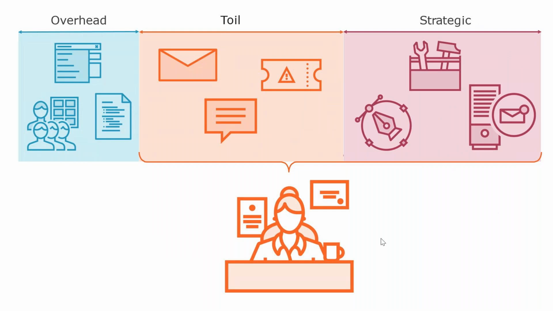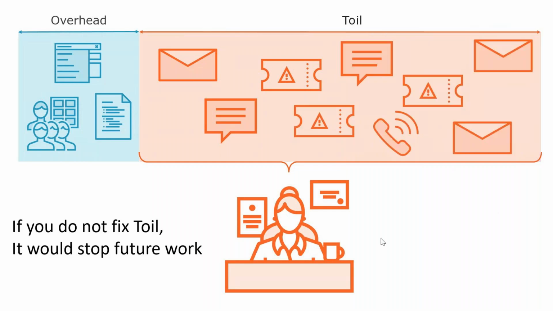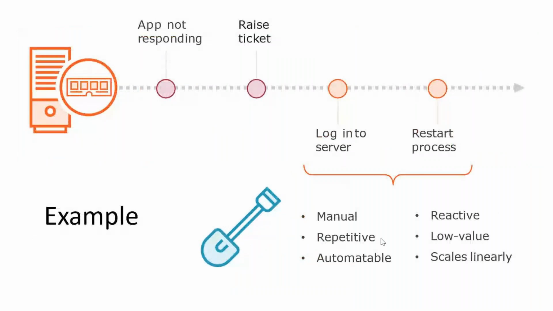If you do not take care of the toil, sooner your project will be in only support mode. The future automation enhancement and all will be stopped. So if you do not fix the toil, it would stop future work, and that is a disaster for any organization. So toil management is very important.